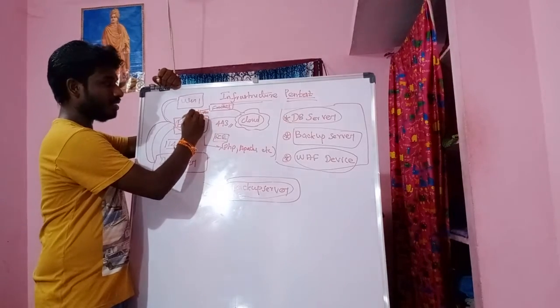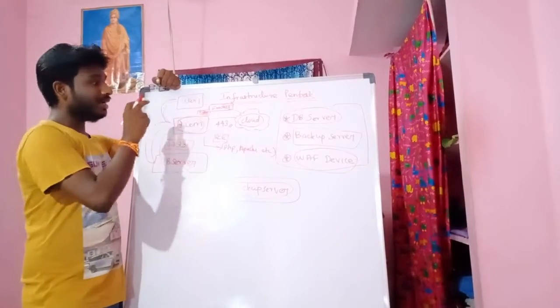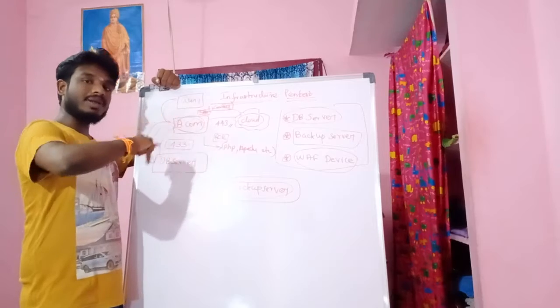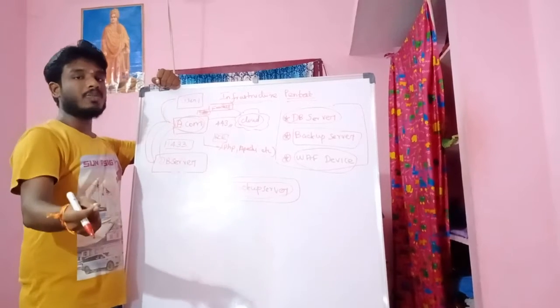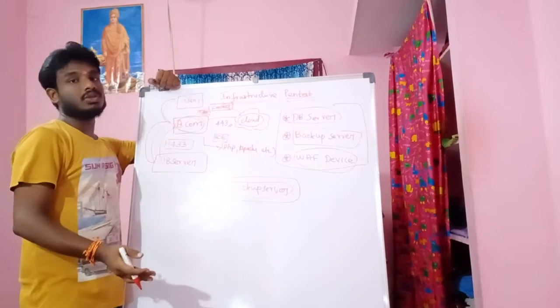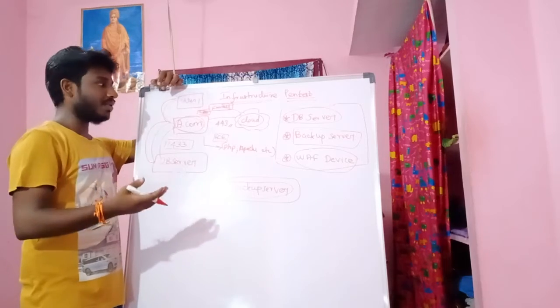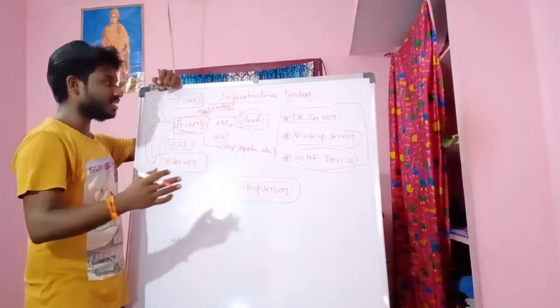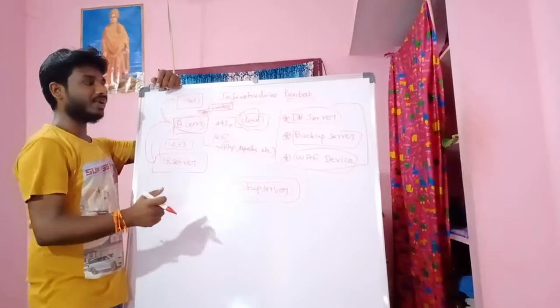Nowadays people are using a WAF device. If a WAF device is not available, then the firewall NAT IP is directly pointed to the load balancer. If the load balancer is also not available, then the firewall NAT IP will directly point to the application server. So this is the way of configuration.